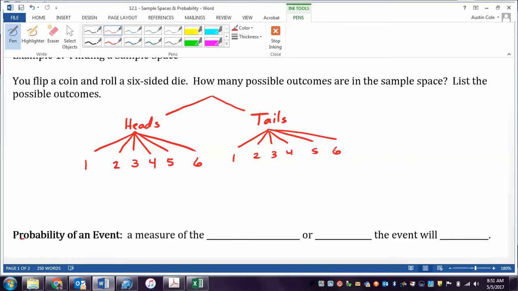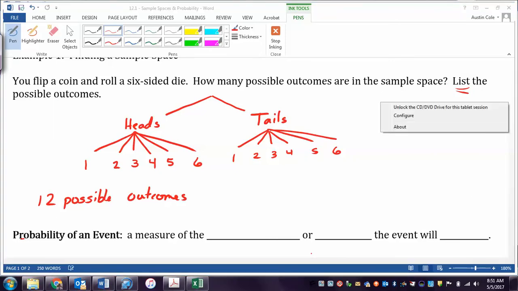Now, list all the possible outcomes. Well, first of all, it says how many possible outcomes are in the sample space? I think there's 12. There's 6 coming from the heads, and there's 6 coming from the tails. So there's 12 possible outcomes. And it says we need to list them. Okay, well, how do we list them?